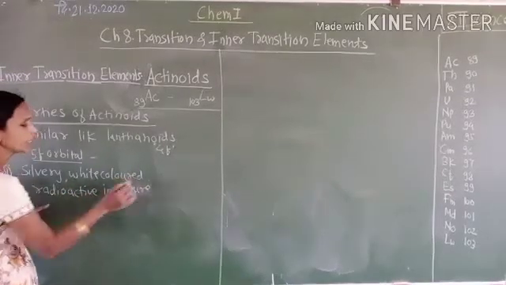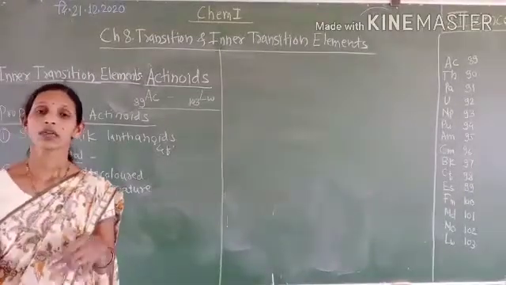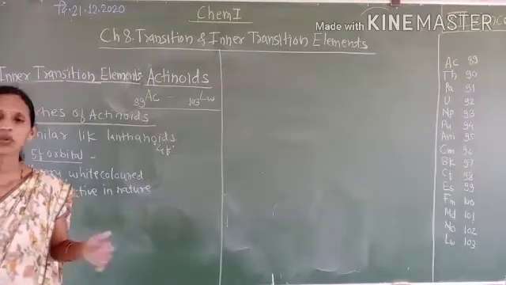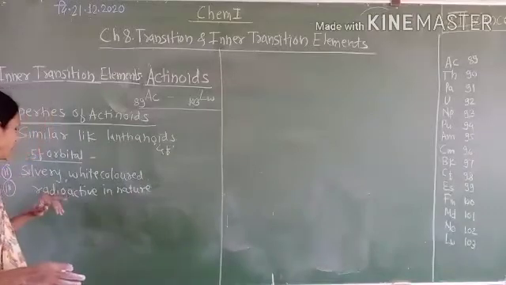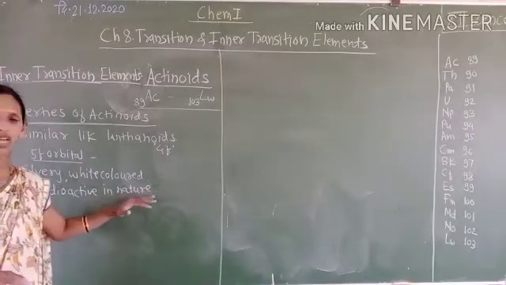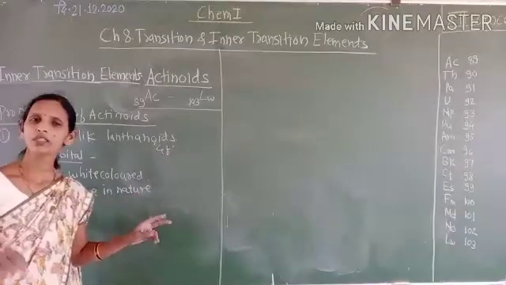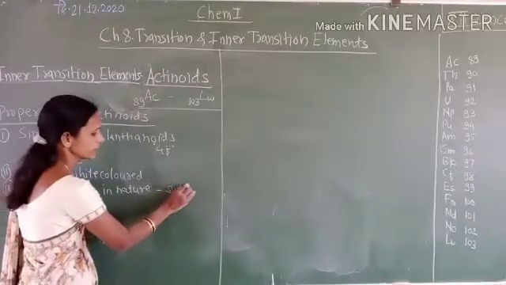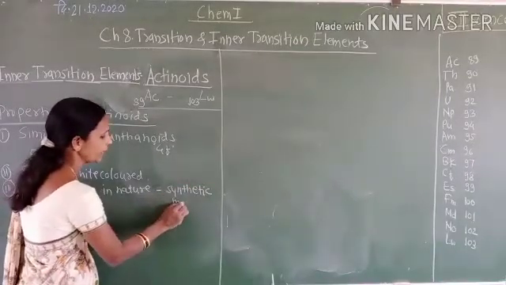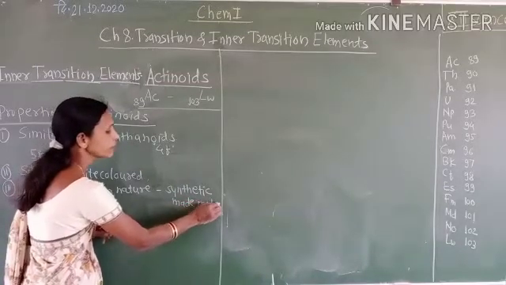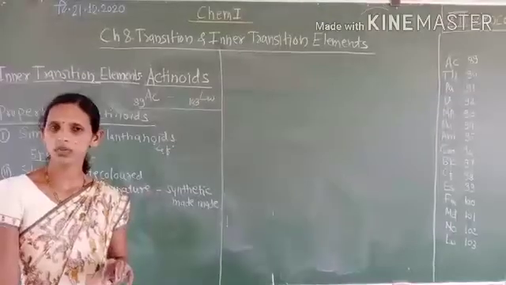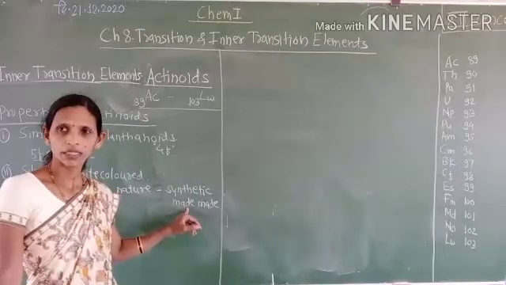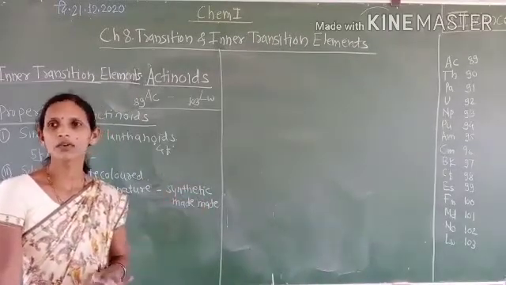That means, in radioactivity, these elements emit alpha, beta and gamma rays from their nucleus and they are highly unstable, and therefore these are known as radioactive elements. Out of these, uranium and thorium are natural, but all the remaining are synthetic, also known as man-made elements. That means except uranium and thorium, the other elements are prepared artificially in the laboratory.